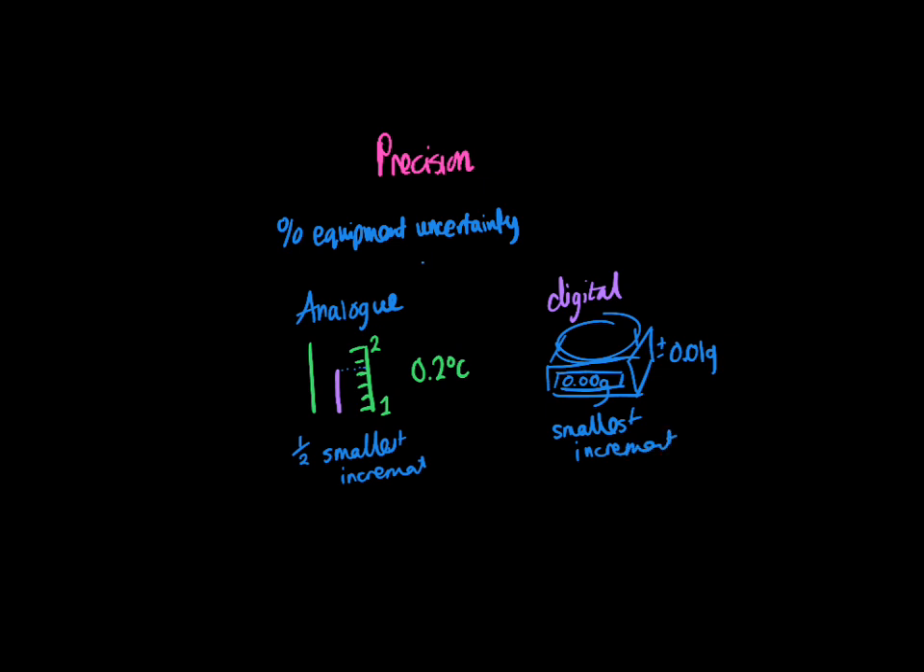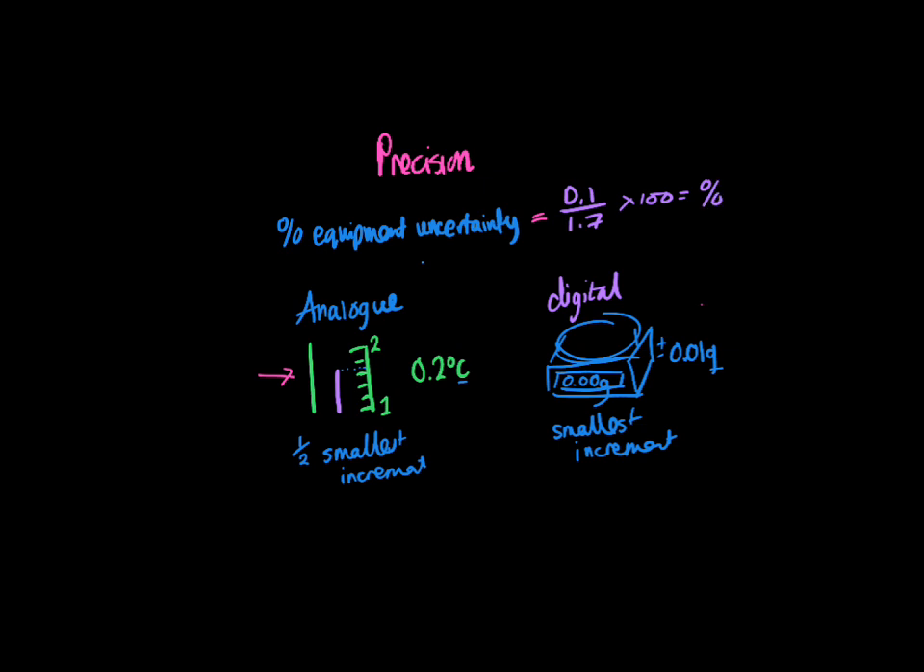Okay, so once you have your equipment uncertainty, and remember to write down the units when you do that, to calculate your percentage equipment uncertainty, you are going to take whatever your measurement was. So I'll use my example from here. That was 1.7 degrees. And I'm going to take my uncertainty, 0.1, and I'm going to divide that by the reading and times that by 100. That would give me a percentage.